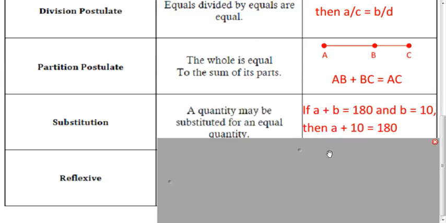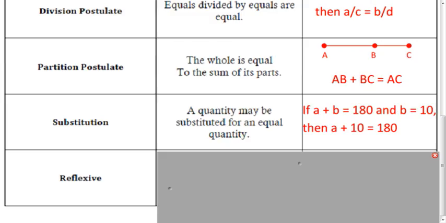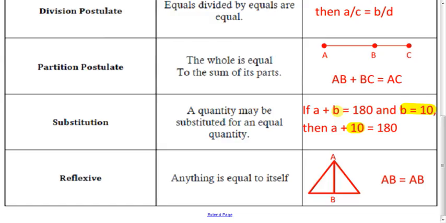Substitution we've been using. So instead of B, we're going to put 10 in there. And reflexive property. Right? Like reflect, like looking in the mirror. You look the same as yourself. I know it sounds silly, but in geometry, it's a very useful property. Anything is equal to itself. So that's going to be useful when we're doing proofs where triangles share an angle or a side.